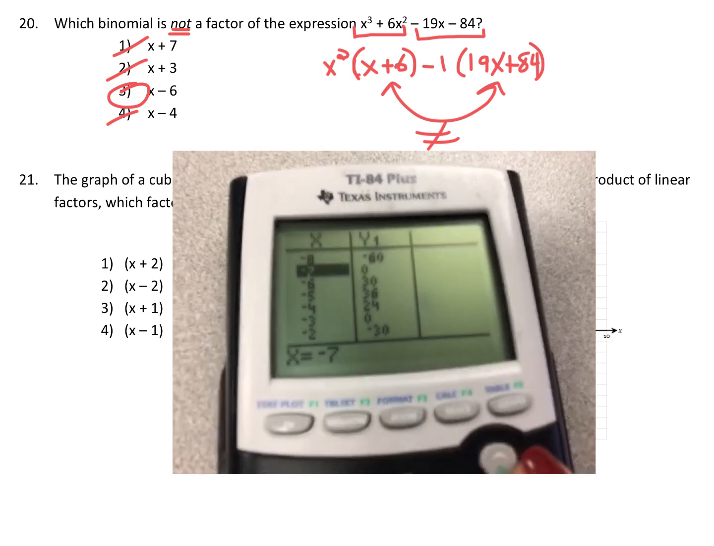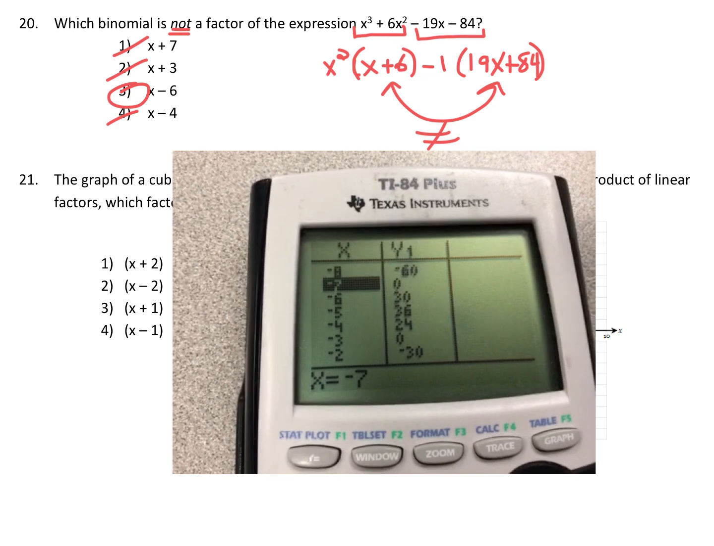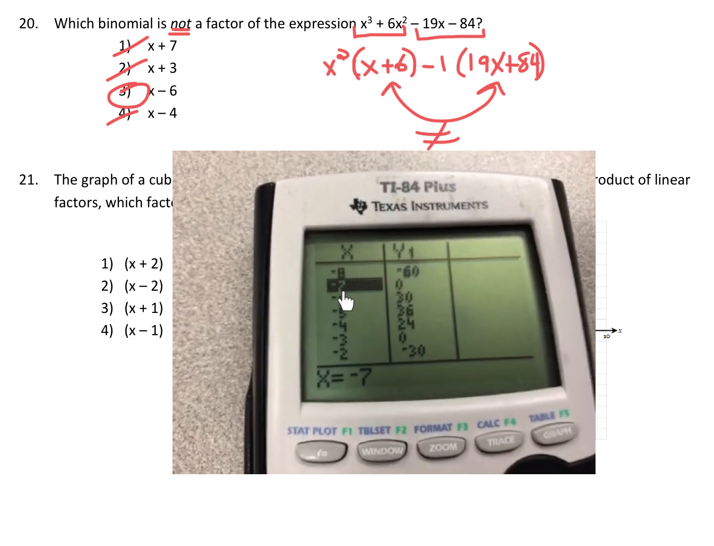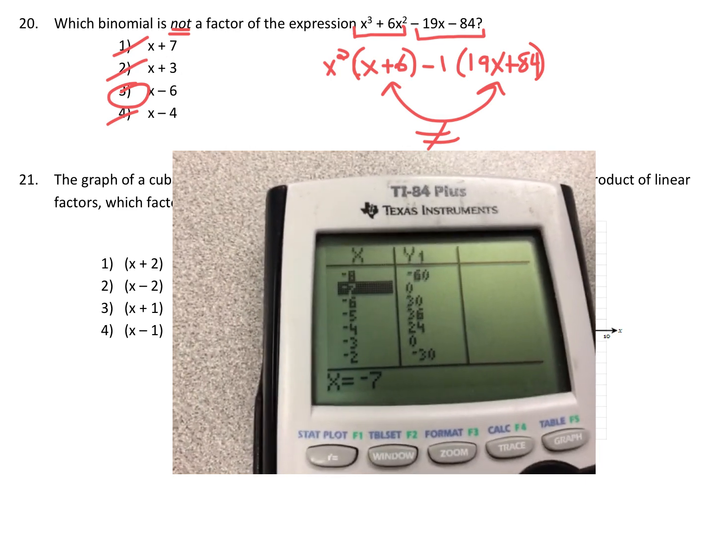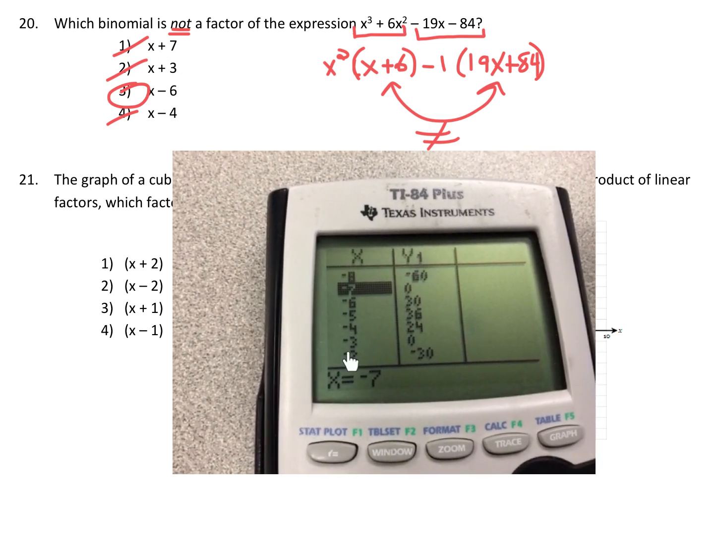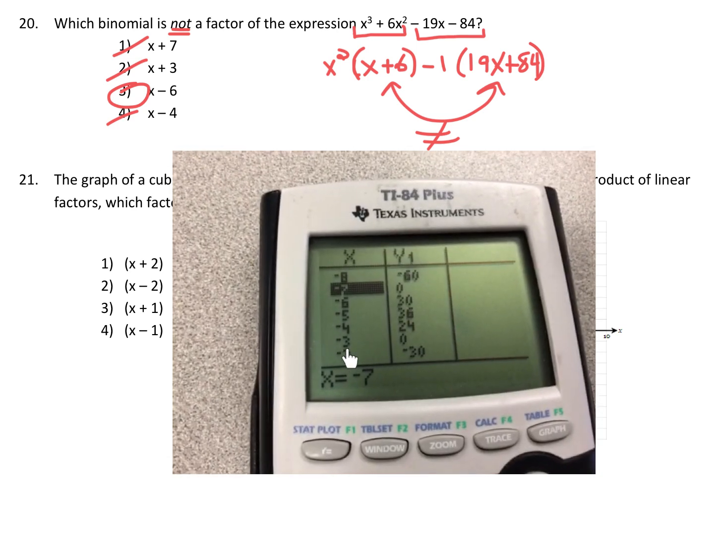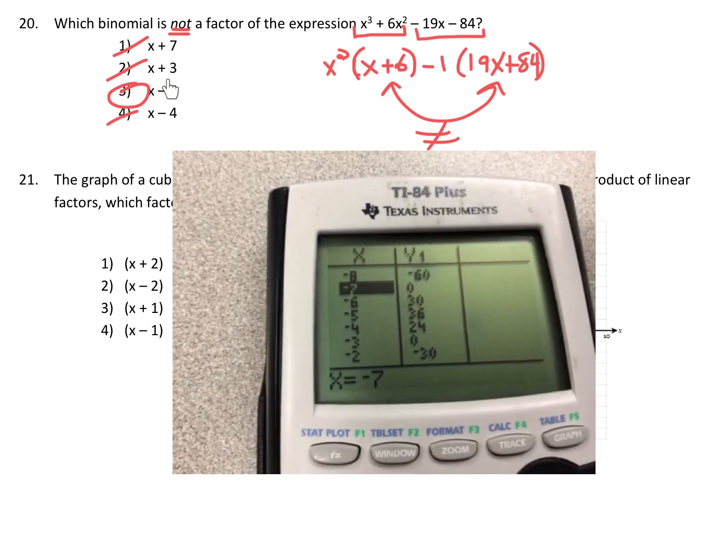Okay, we can see right here at negative 7, the y value is 0. So negative 7 is a 0, so that would make x plus 7 a factor. Right? Factors always have opposite signs. See right here at negative 3, 0. Negative 3 is also a 0, so x plus 3 would be a factor.